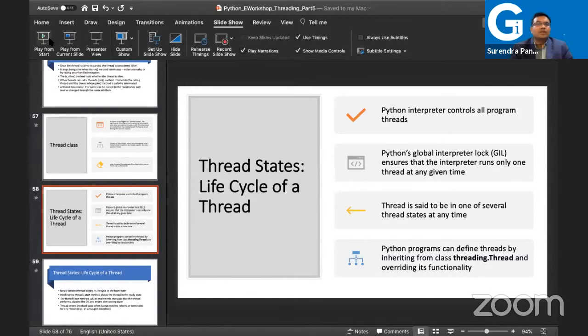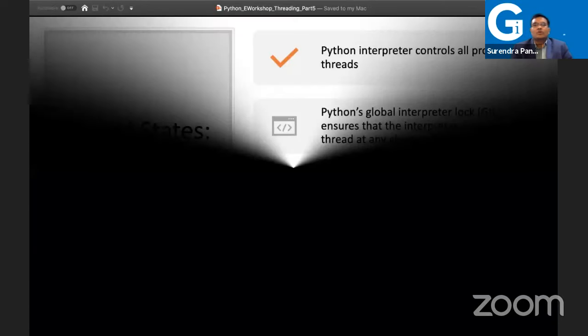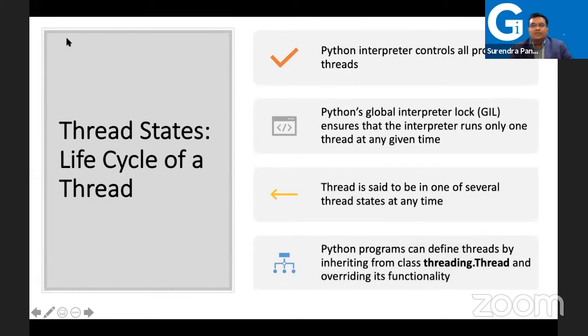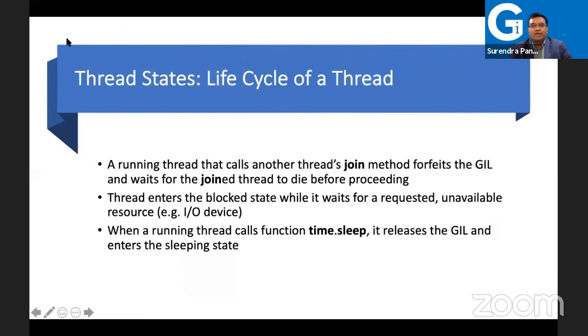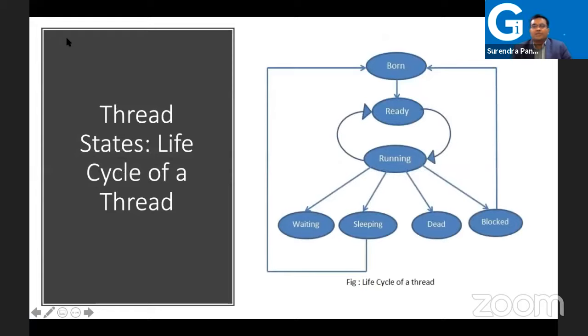Okay, so let me start this. What you see is that a thread has a thread lifecycle. Let me show the diagram which is related to the thread lifecycle. So here there is a thread lifecycle. You can see the thread has various states here.